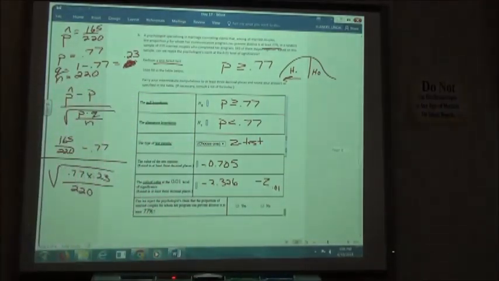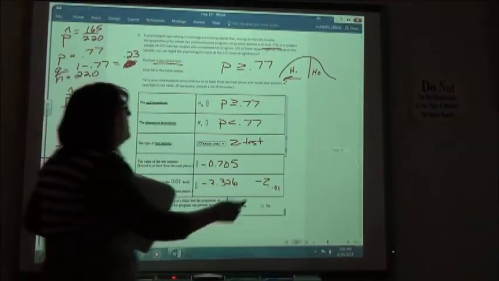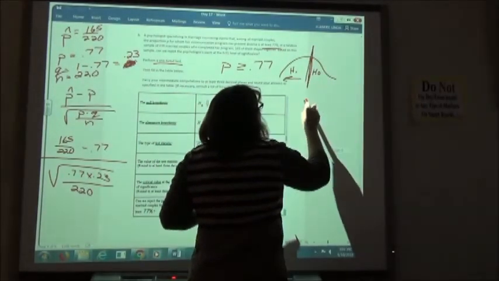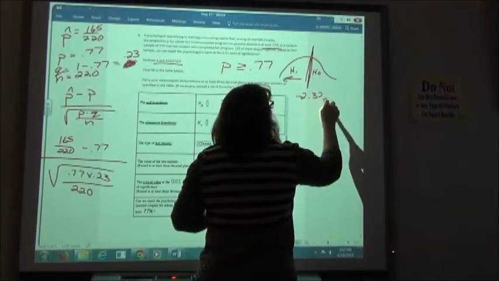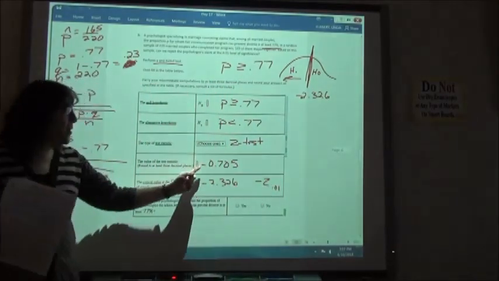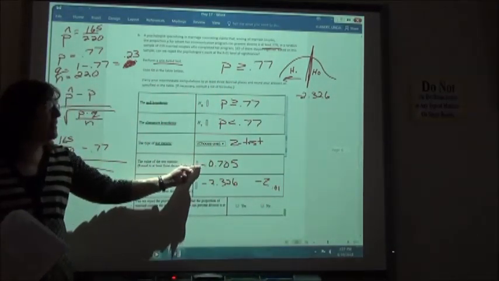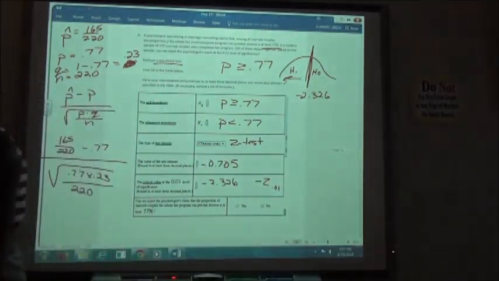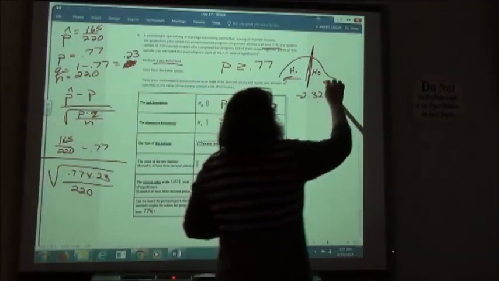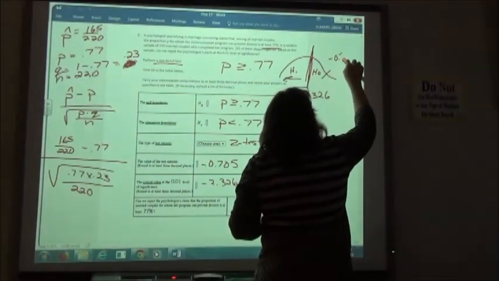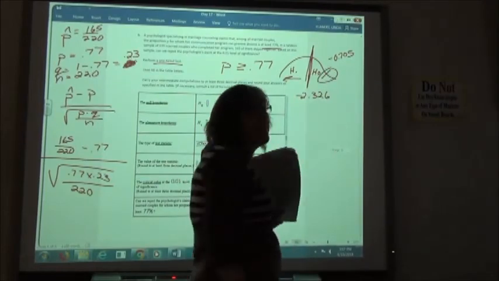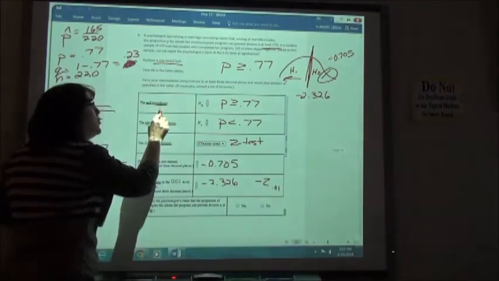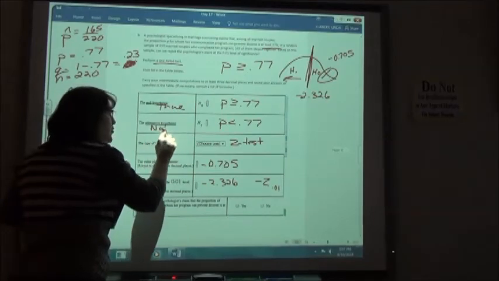Negative 2.326 is what you got? Okay, so that means this dividing part is at negative 2.326. We want to decide what section our test value is in. Is our test value less than or greater than that number? The test value is greater than that number, right? The negative 0.705 would fall in this section that's greater than, which means this is the true statement, this is the not true statement.